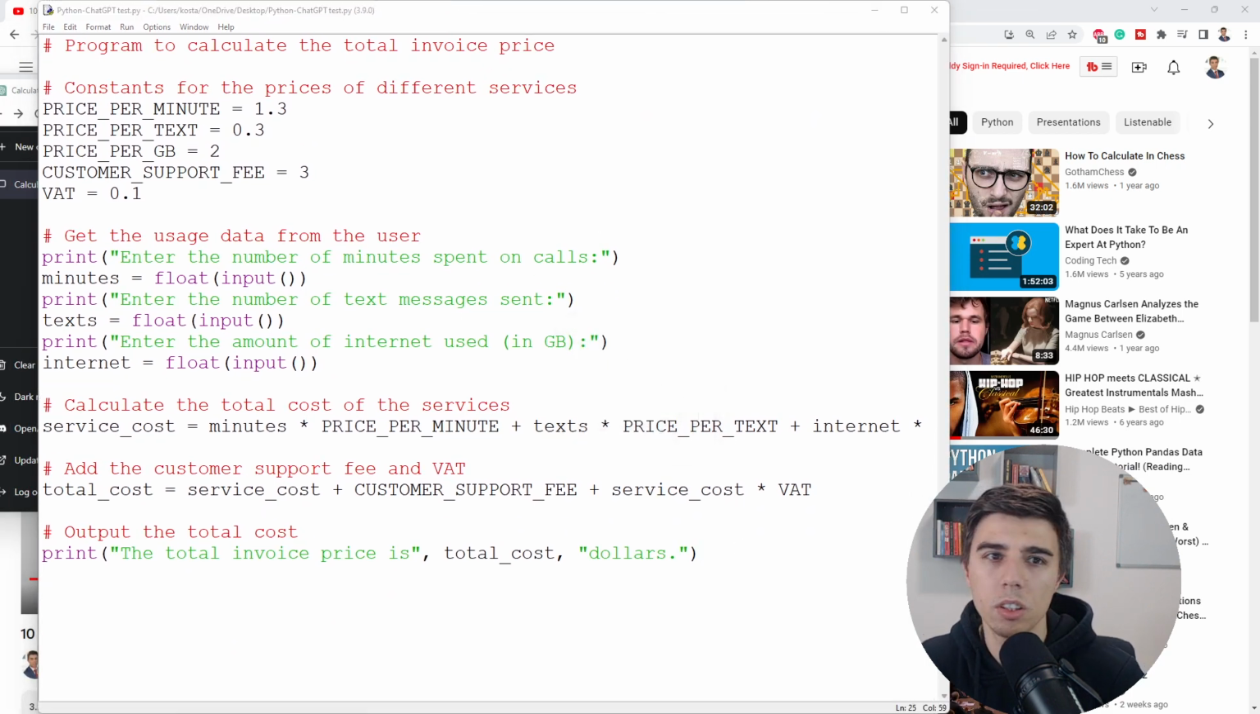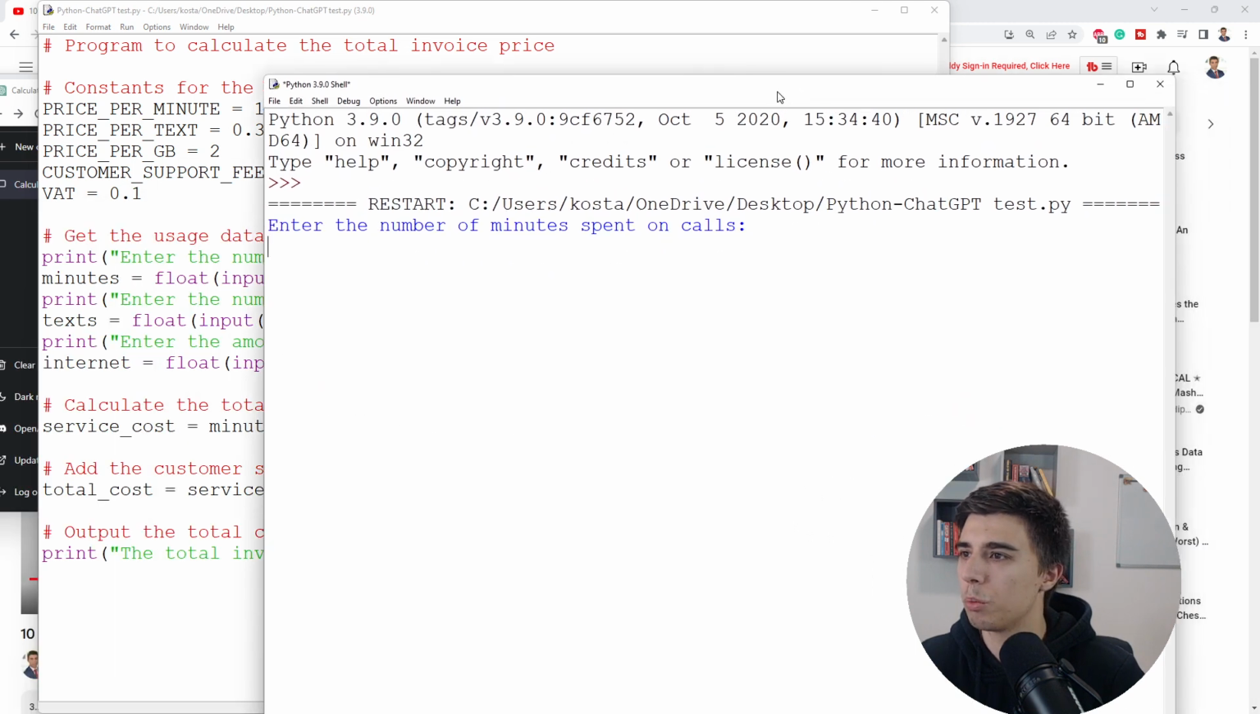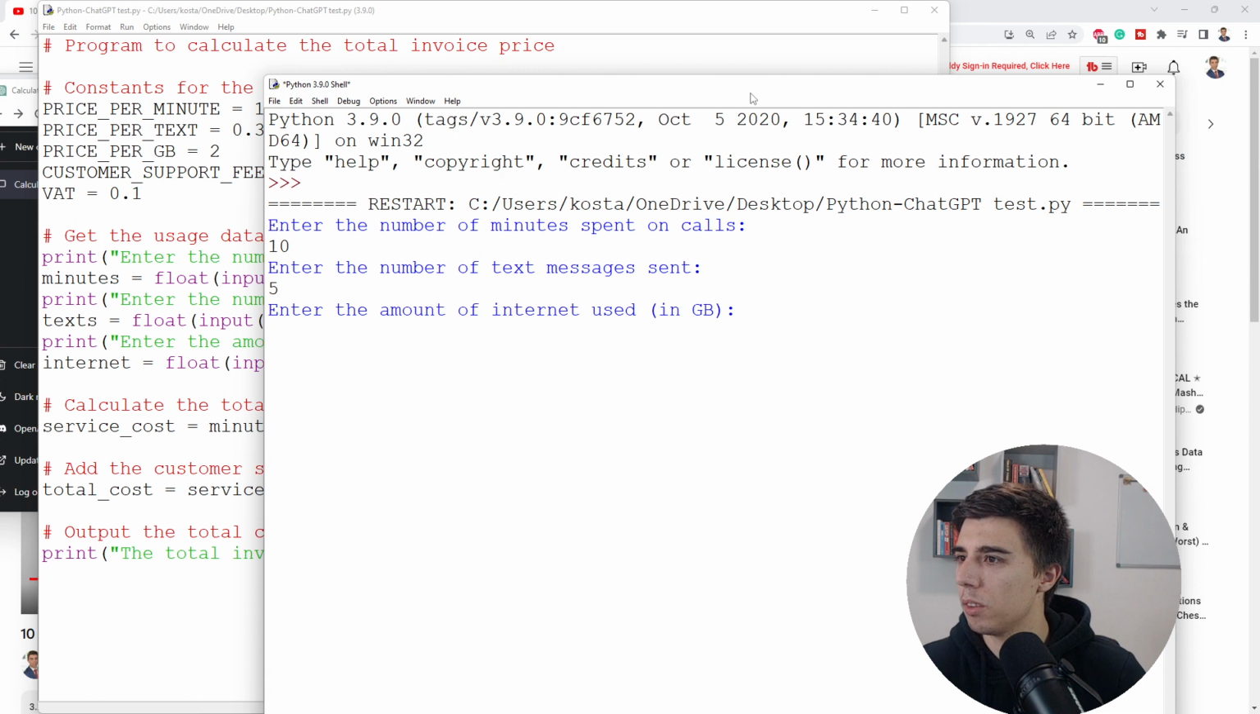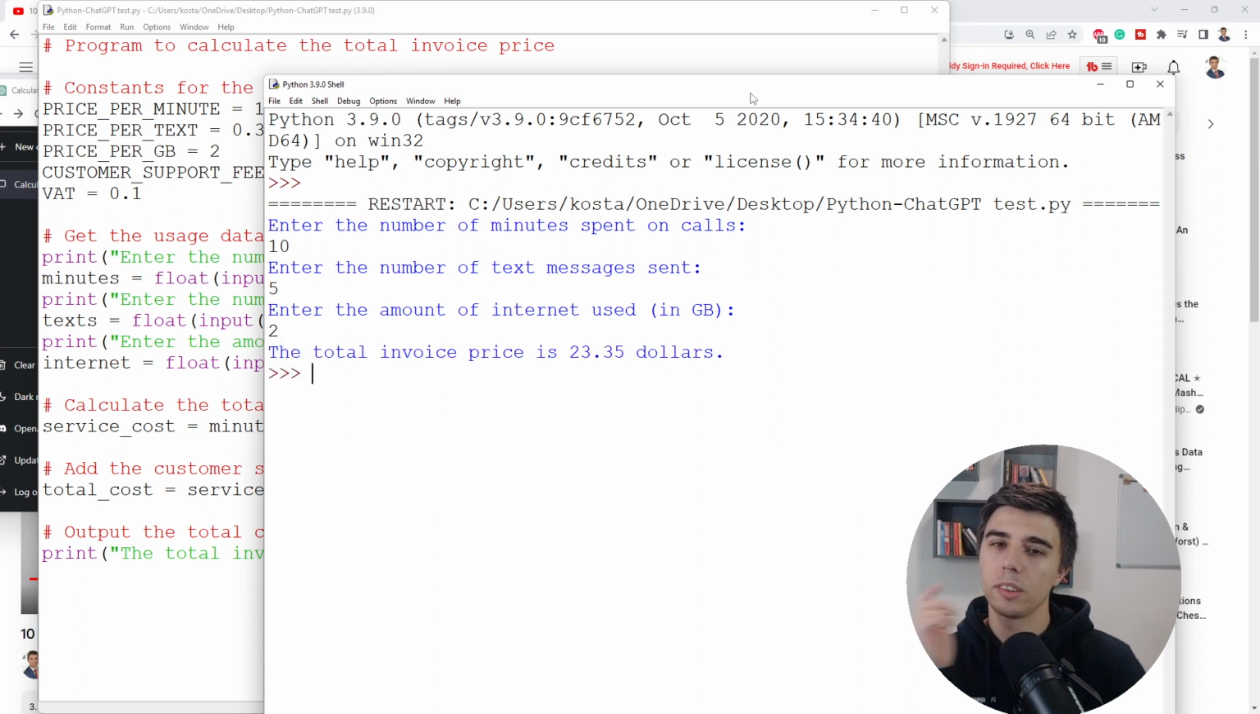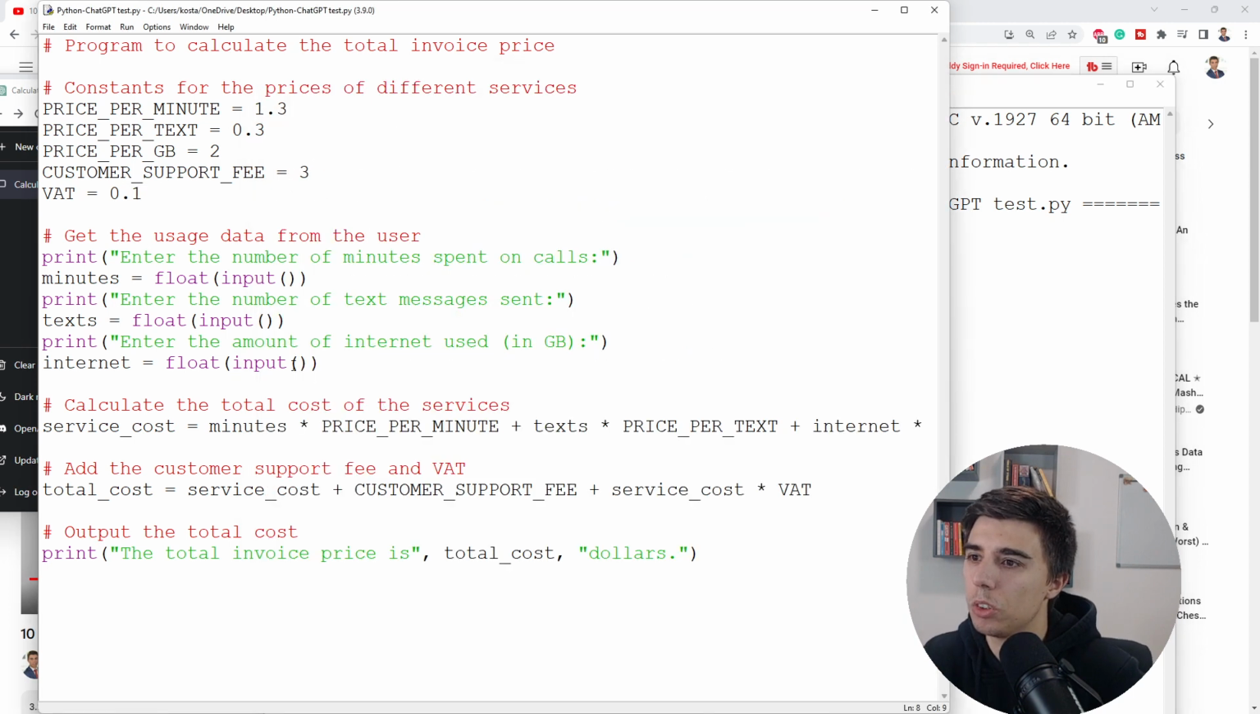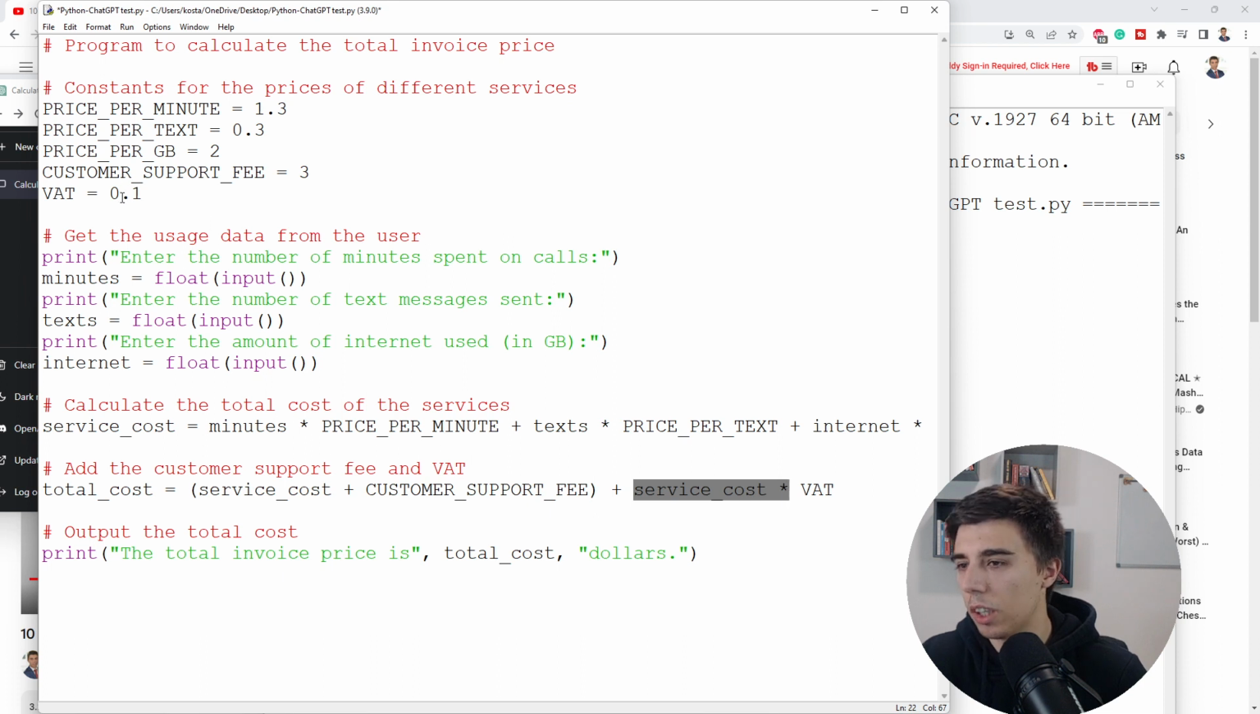Yep, let's run it. So enter the number of minutes spent in calls, 10. Number of text messages was 5, and then 2 gigabytes used, 2335. So yeah, this is not fully correct. Because what I would structure is to add these two together and then multiply it by 1 plus the VAT, which is 1.1, and then it would be correct.